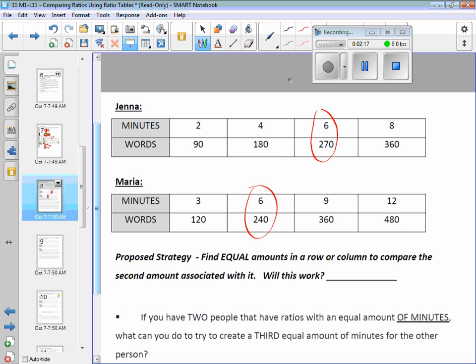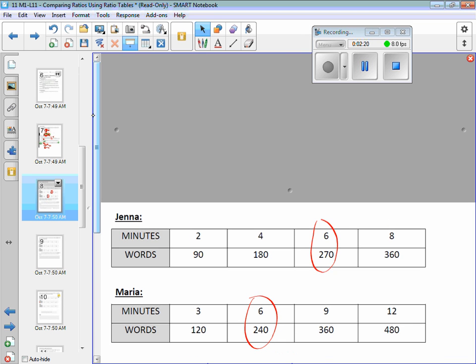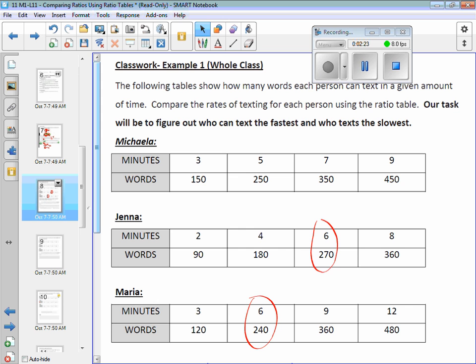Now I'm going to show you Michaela. And it would be great if we had something for Michaela under 6 minutes, but we don't. But we can create one. Use your knowledge of equivalent ratios and everything that you learned up to this point. Is there a ratio that we can create that will give us 6 minutes? And there's a couple of ways you can do it. We want to try to see if we can get all 3 a ratio for 6 minutes. That would be the ideal.